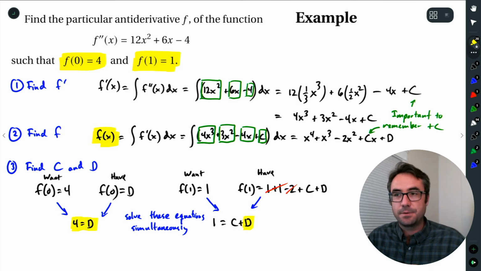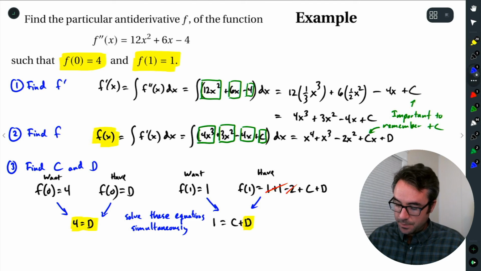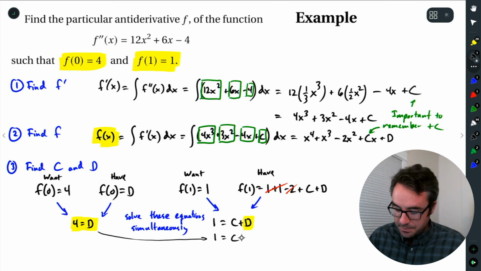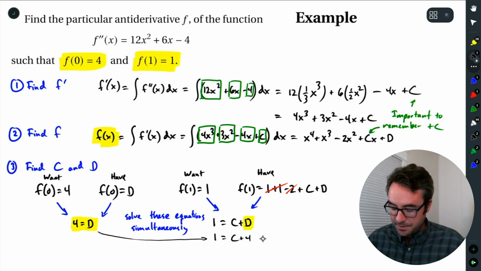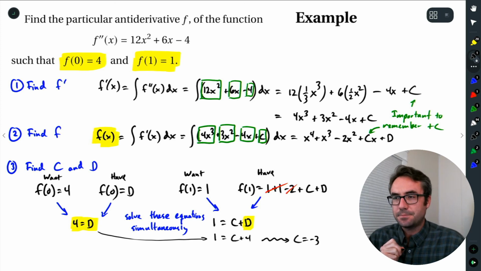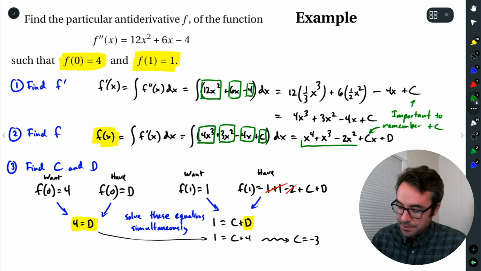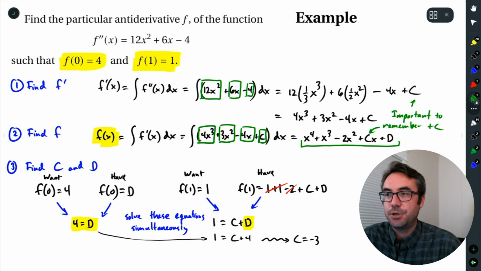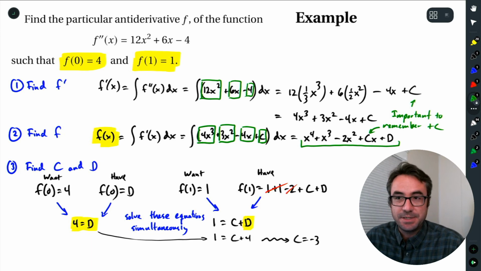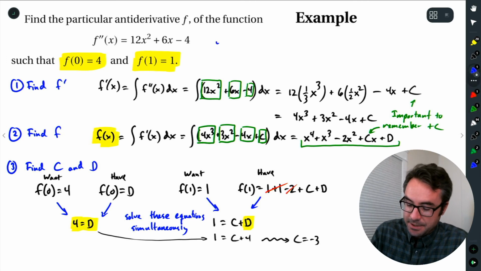We know D is equal to 4. So replacing that, we get 1 is equal to C plus 4, and then solving for C gives us C is equal to -3. All right, so now we have all the information. We know our original function just about. Here we go. It's x to the 4th plus x cubed minus 2x squared plus cx plus d. And we've figured out d, and we've figured out c. So the very last step then is to just answer the question, put it all together.